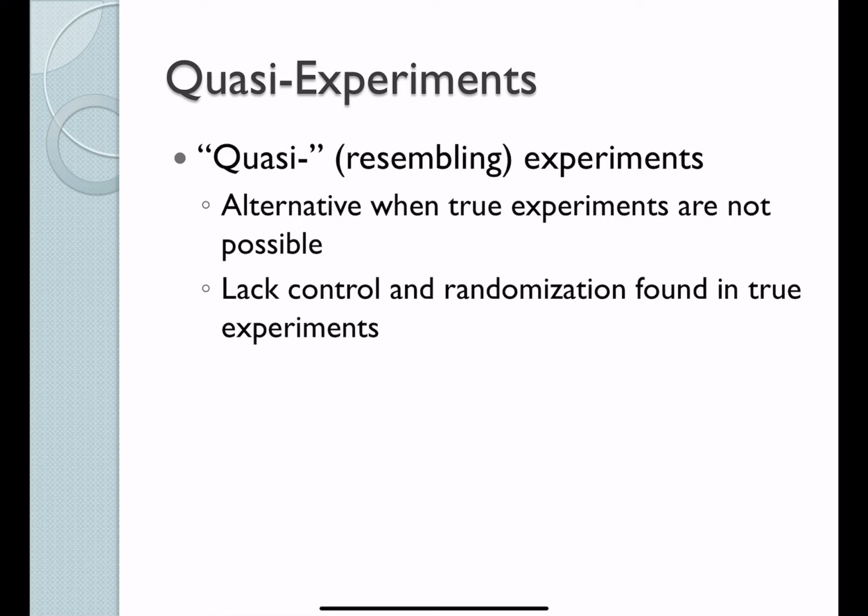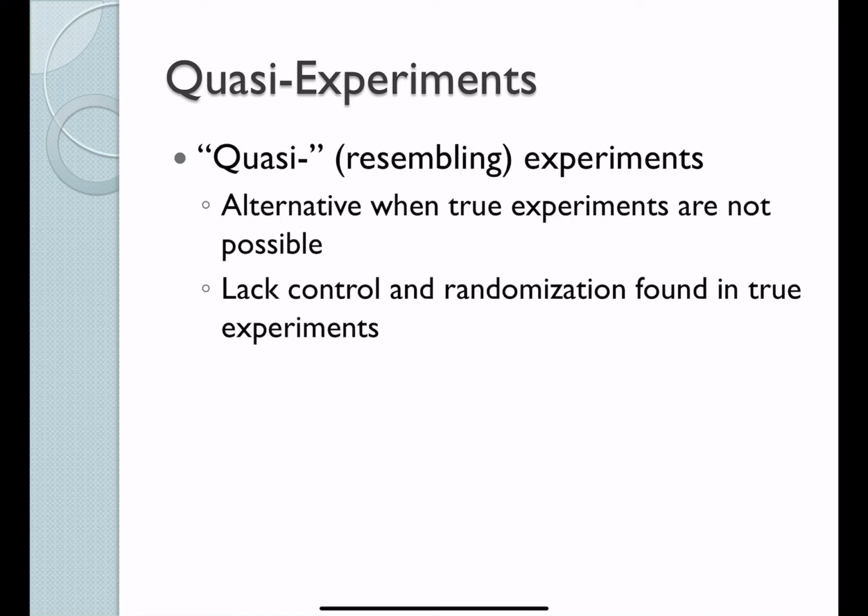Okay, so when we talk about quasi-experiments, quasi means resembling experiments. We use these as alternatives when true experiments are not possible. So normally we have some kind of intervention or treatment and a comparison group, but we don't have a lot of control over who is in these groups. So in a true experiment, we really focus on randomization, so randomly putting people in groups. In a quasi-experiment, we often use pre-existing groups.